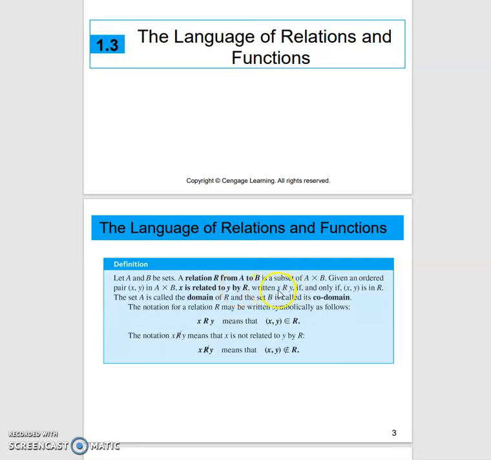We can also write it as x R y, and that is only the case if x comma y is in R. We say that the first set A is the domain, and for the second set B we're going to use the term codomain rather than the more familiar range. So again, if you see x R y, that means x comma y is in this relation R. And if we've got a little slash through it, it means that it is not the case.